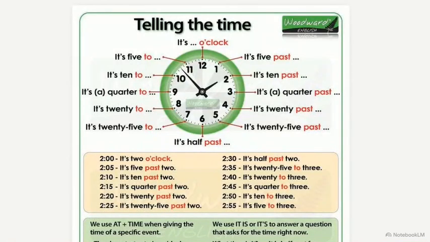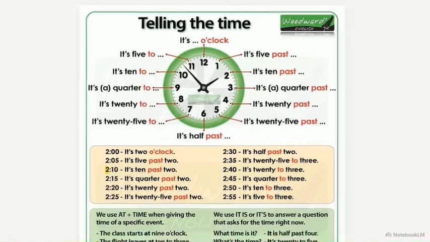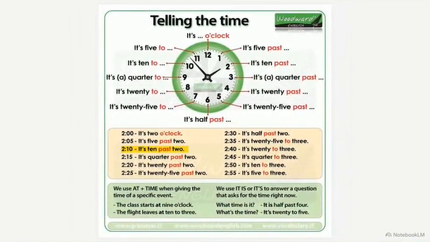The very first rule of this code is that the order of the numbers flips. Instead of starting with the hour, you always state the minutes first. Look at the green clock face, divided perfectly down the middle. The right side covers minutes 1 through 30, using the word past. As seen in the bottom left column, 2:10 is 10 past 2. At 30 minutes, we say half past.